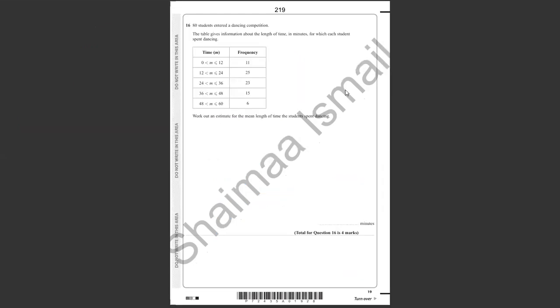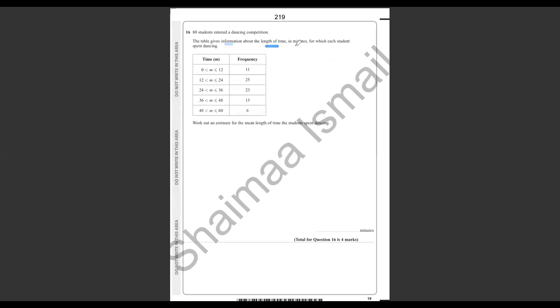80 students entered a dancing competition. Okay. The table gives info about the length of time for which each student danced. So 11 of them spent from 0 to 12 minutes. 25 of them danced from 12 to 24. And 23 of them danced from 24 to 36 minutes. And 15 of the students danced for 36 to 48 minutes. And 6 of the students danced from 48 to 60 minutes.